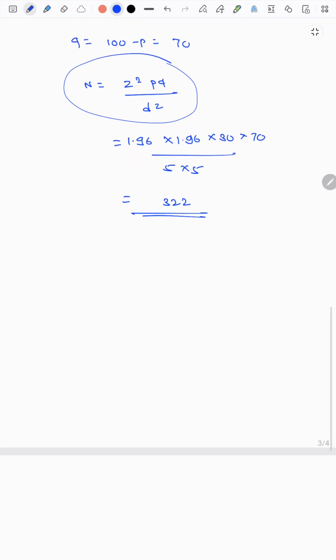Now we can vary it. If we increase the denominator, obviously n will decrease, that is, the sample size will decrease. So if we increase margin of error, the sample size will decrease, and vice versa: if we decrease the margin of error, sample size will increase. In the same way, if we increase the numerator, the sample size will also increase, and vice versa.